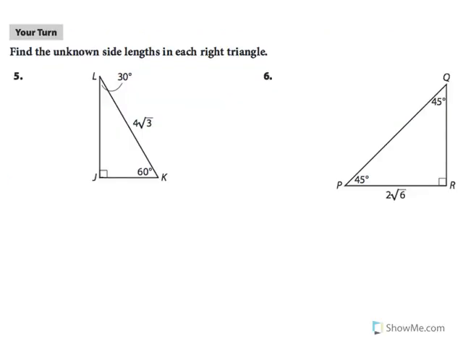Right. Okay, now it's your turn, numbers 5 and 6. Find the unknown side lengths in each right triangle. Spend 1 minute to work out these two, and I'll give you the answer in a minute.